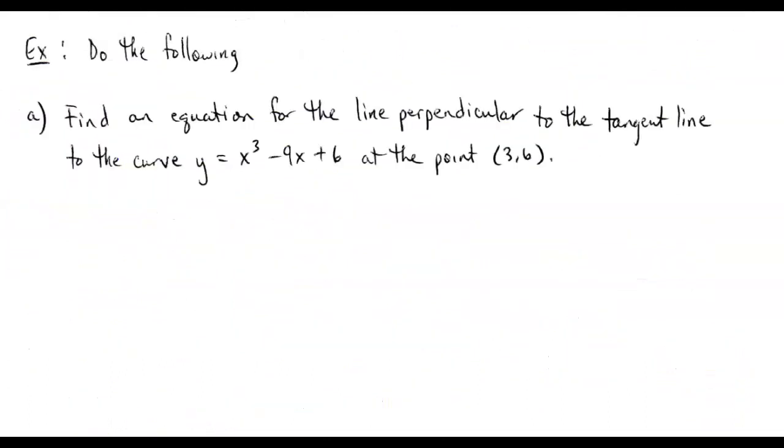Okay, so for our next example, we're going to revisit some concepts that we talked about earlier in this video, in that we're going to find an equation for the line that's perpendicular to the tangent line to this particular curve at the point 3,6. So again, we need to find an equation of a line, but that line is going to be perpendicular to a tangent line. Remember that a line that is perpendicular to a tangent line is called a normal line.